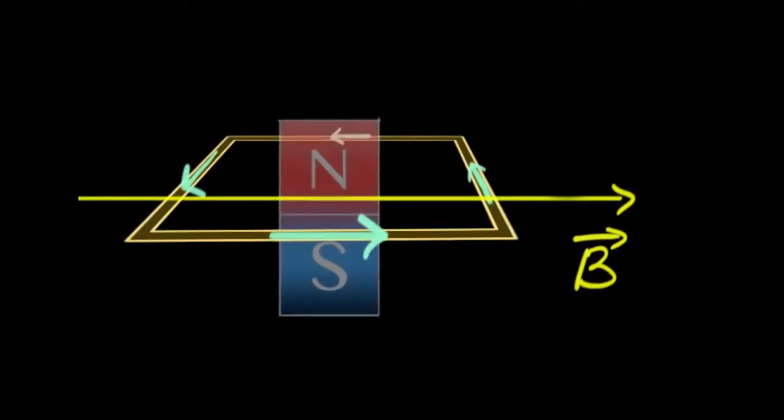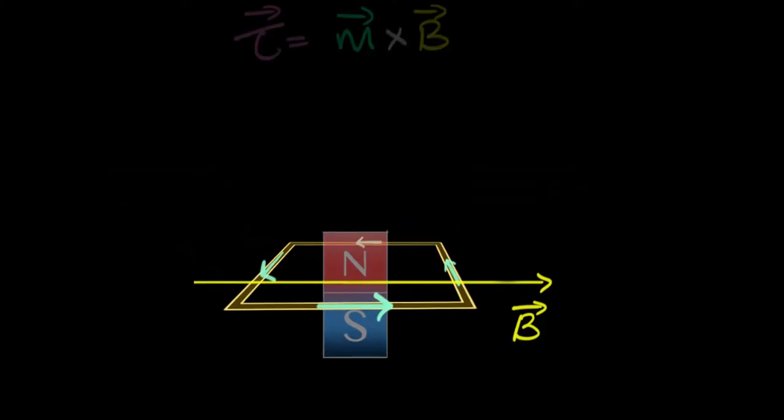All right, so the torque acting on a current loop is given by this expression. Tau is the torque, m is the magnetic dipole moment, which I'll get to in a second, and B is the strength of the external field. So what exactly is this dipole moment?